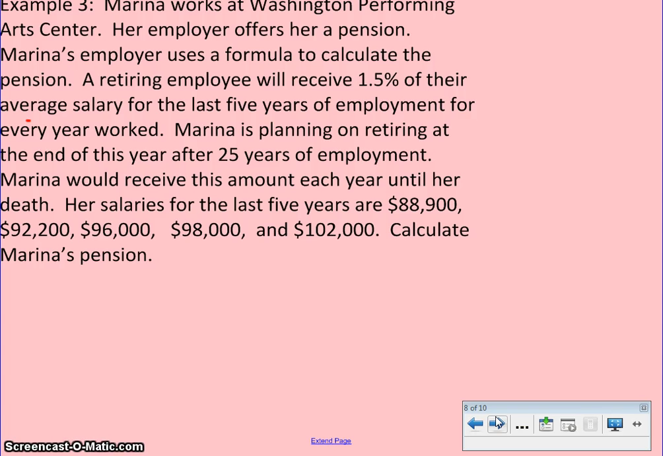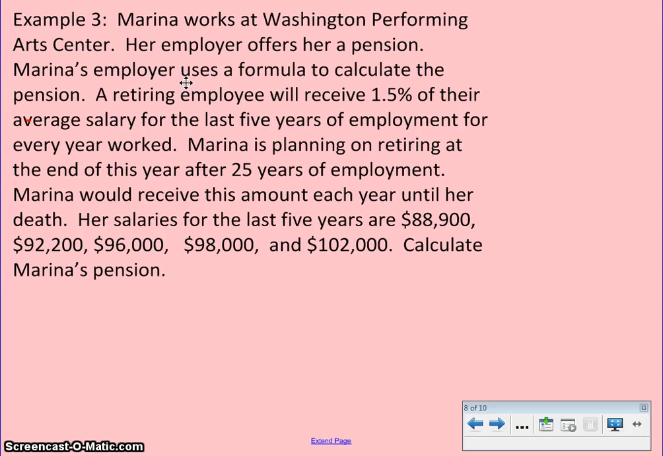Example 3, Marina works at Washington Performing Arts Center. Her employer offers her a pension, and we're going to look at calculating that pension. The retired employee will receive 1.5% of their average salary for the last 5 years of employment for each year worked. So remember, average, another term for that would be the mean. Marina is planning on retiring at the end of this year after 25 years of employment. Marina would receive this amount every year until her death. Her salaries for the last 5 years are these values as follows.